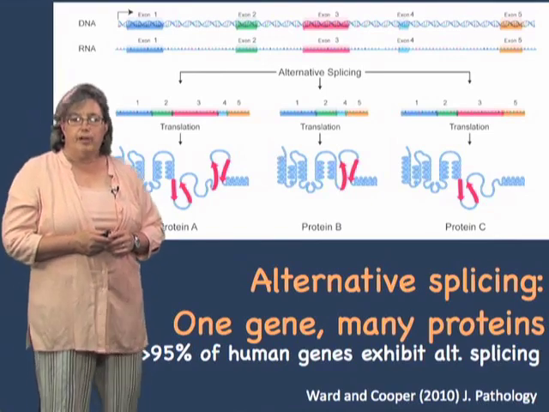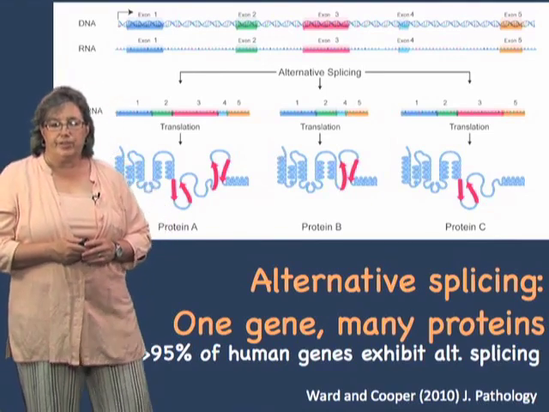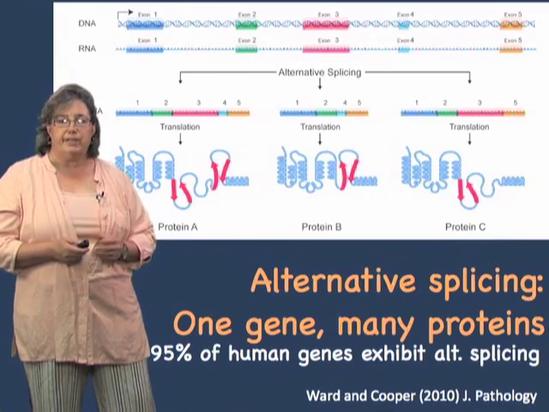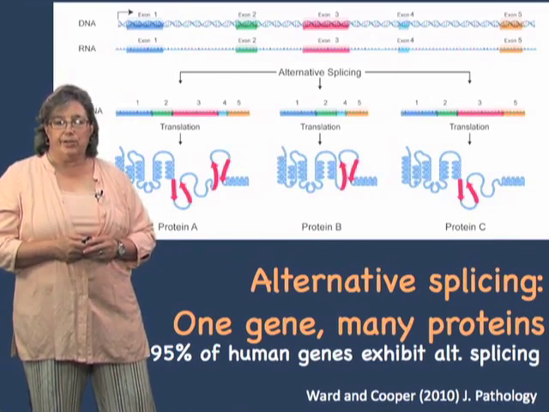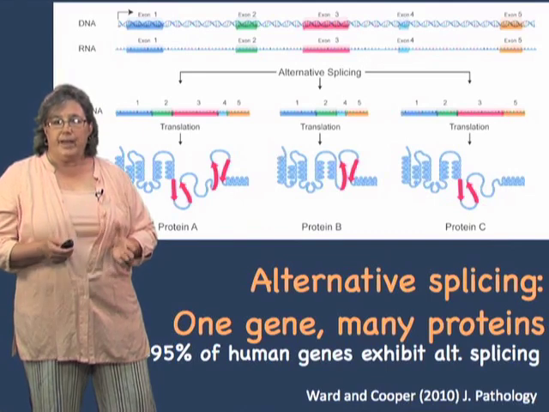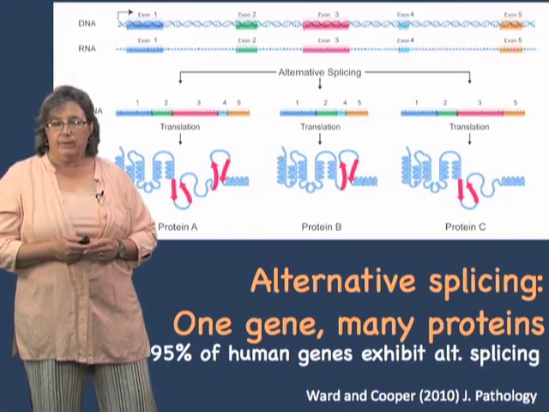And we now know from recent deep sequencing efforts that about 95% of all human genes exhibit alternative splicing. So that means that our proteome, the number of proteins that we have, is much, much larger than our genome.